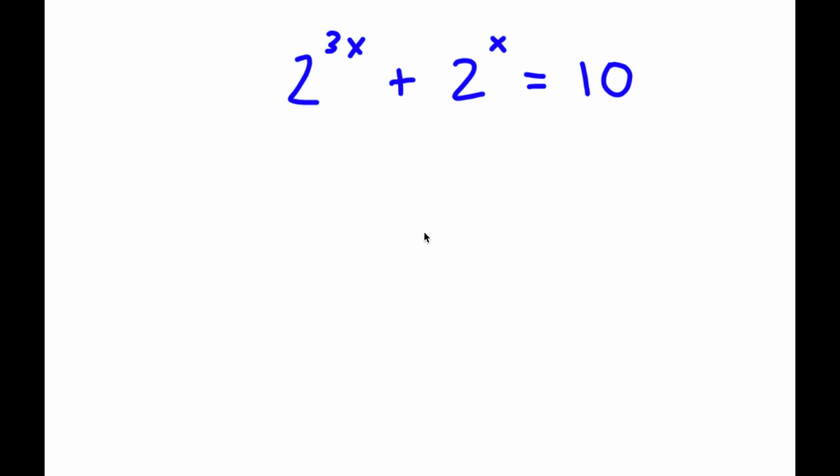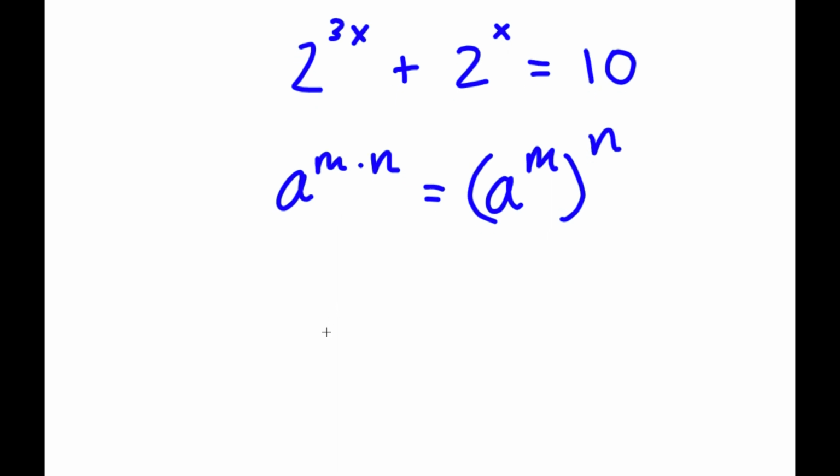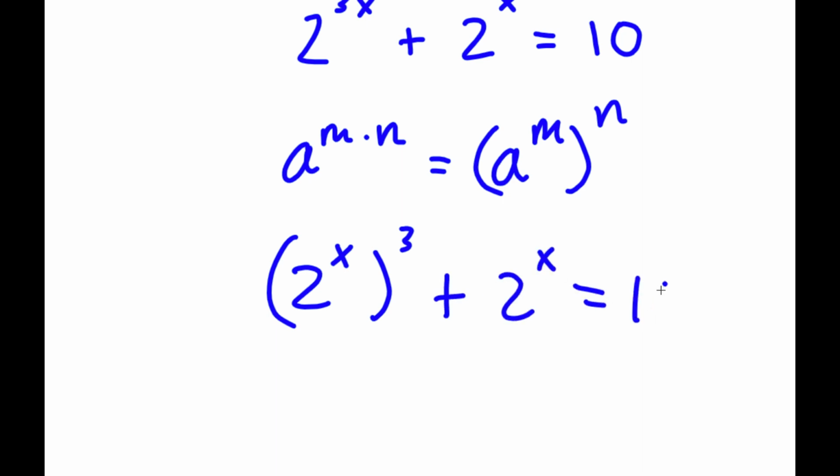Alright, so in this problem, I have 2 to the power of 3x plus 2 to the power of x is equal to 10. So to start, if I have something in the form a to the power of m times n, this is equal to a to the power of m to the power of n. So in this case, 2 to the power of 3x, I can rewrite as 2 to the power of x to the power of 3. So now I have this plus 2 to the power of x is equal to 10.